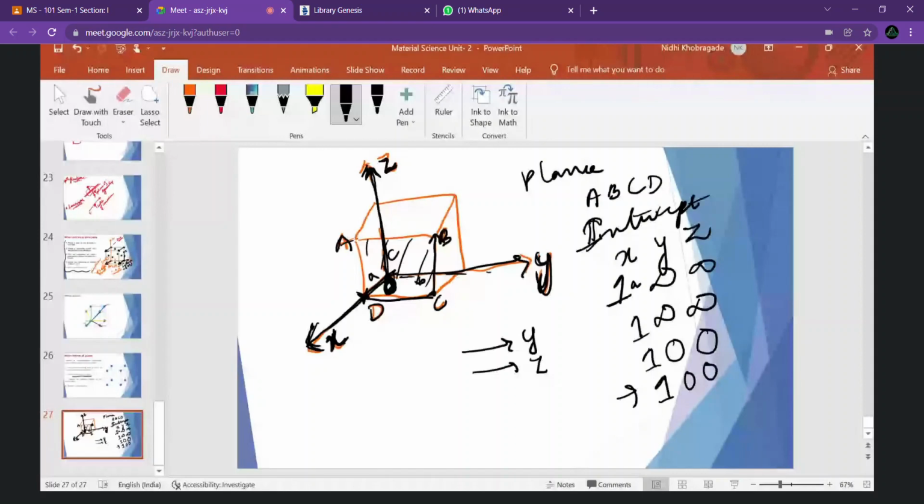We have to put this particular set of integers into parentheses, and specifically for planes, we keep them as round brackets. So this is the Miller indices of the particular plane A, B, C, D: the Miller indices is (1 0 0). The 0 represents that the plane is parallel to the corresponding axis, because it will meet at some infinite position.